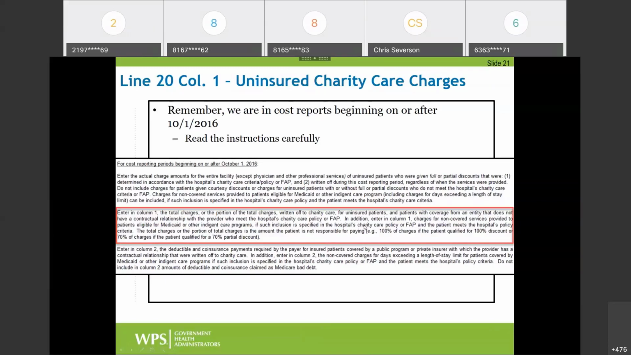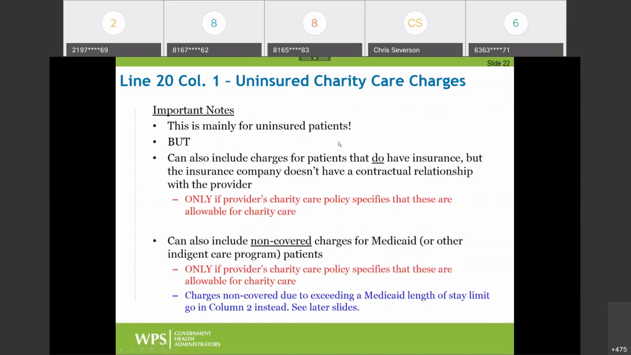And I want to stress this part, the non-covered services. You could have one claim where part of the services were covered and part of the services weren't. In that situation, only the charges related to the non-covered services would be in column 1, and the other services that were covered, those would be in column 2 as deductible or co-insurance, whatever. The non-covered services are going to be just charges. That's all that exists there. So again, uninsured, and really we stress these last two pieces as well.